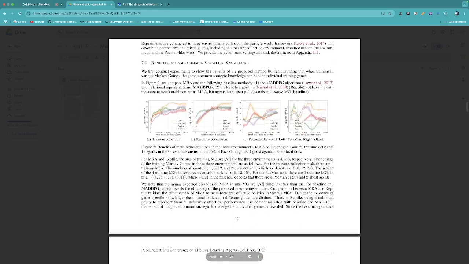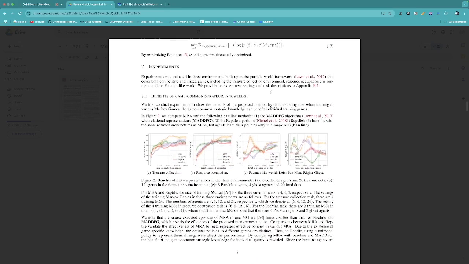So they do these experiments here. They conduct experiments in 3 environments built upon the particle world framework. They cover both competitive and mixed games, including the treasure collection environment and resource occupation environment in a Pac-Man-like world. So this is where they go through the experimental settings, and we won't get into that, but we will talk about some of these results.